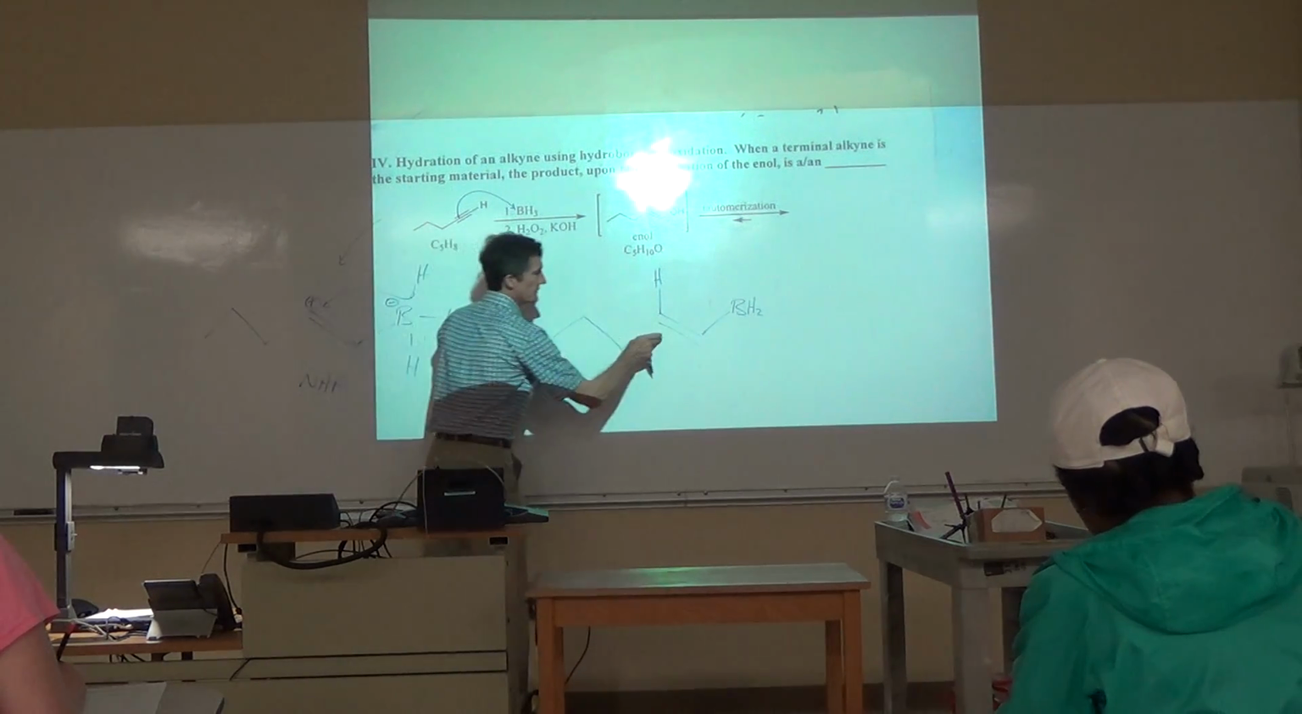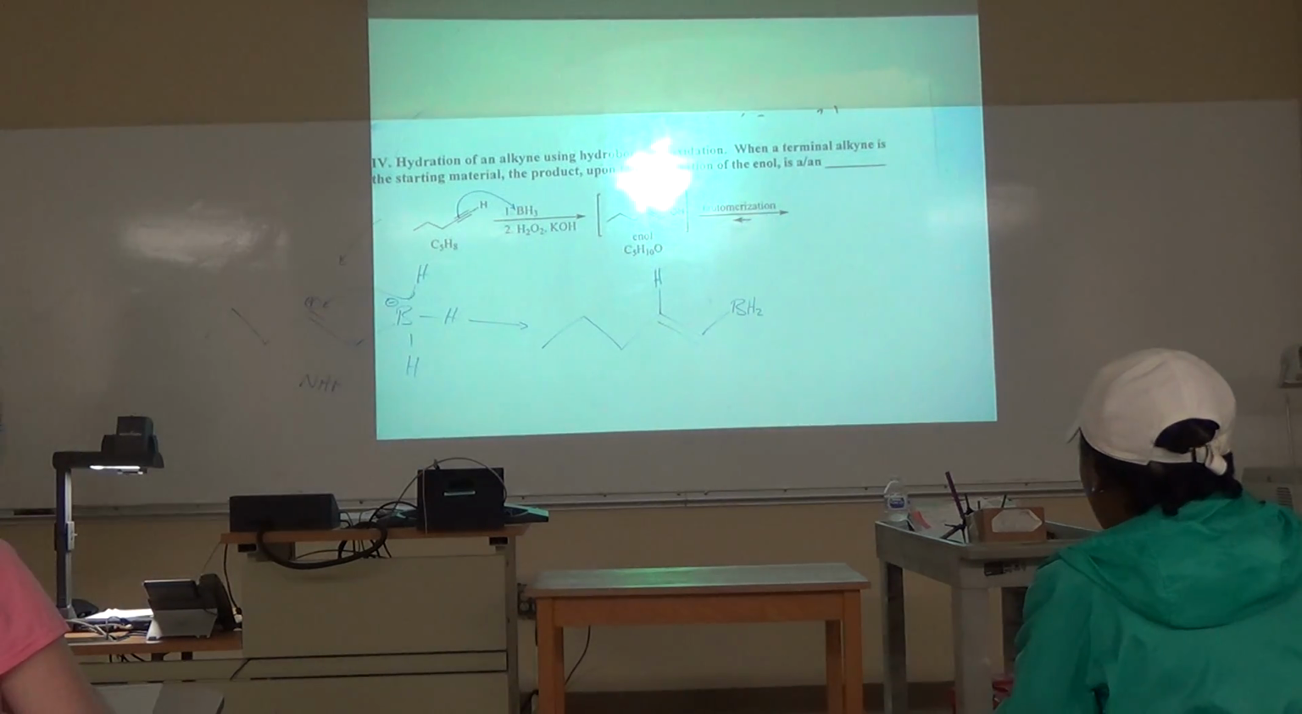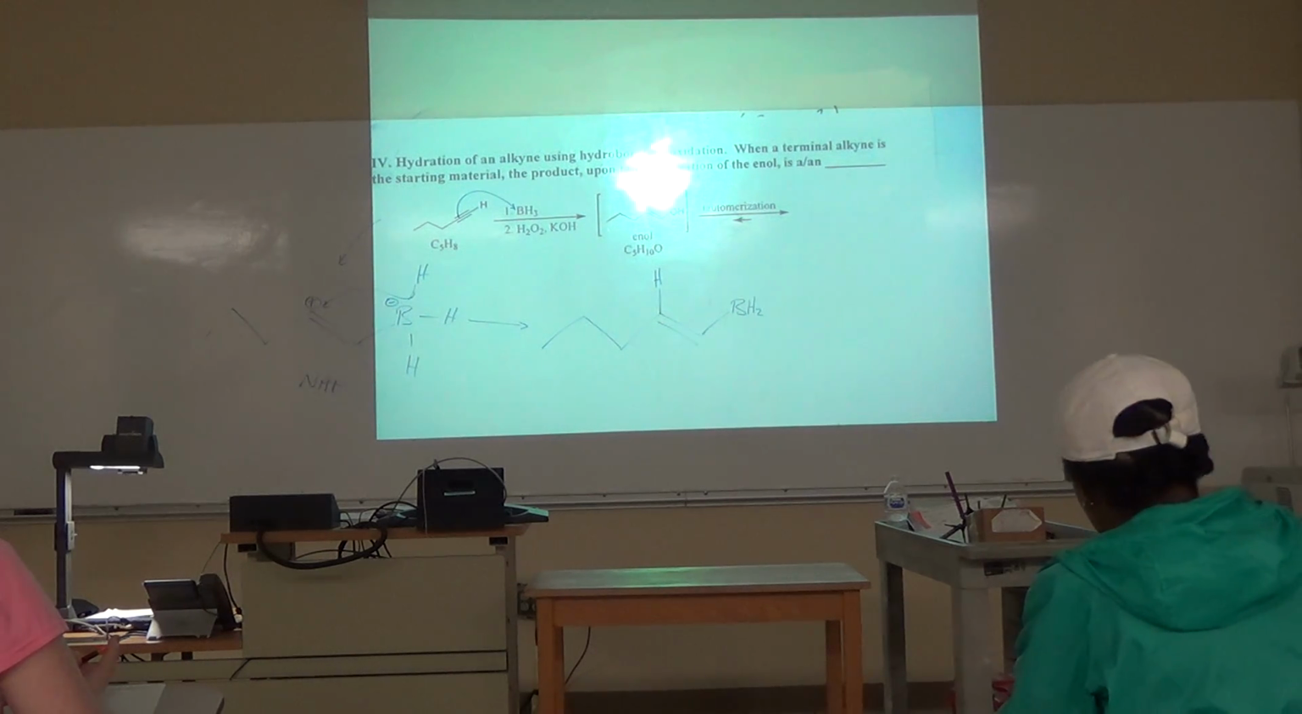Now that's an alkene. Does everybody agree that the boron and the new H are going to be on the same side of the alkene? They're cis on the alkene. Why are they cis? Because the H came from the boron. It's a syn addition.